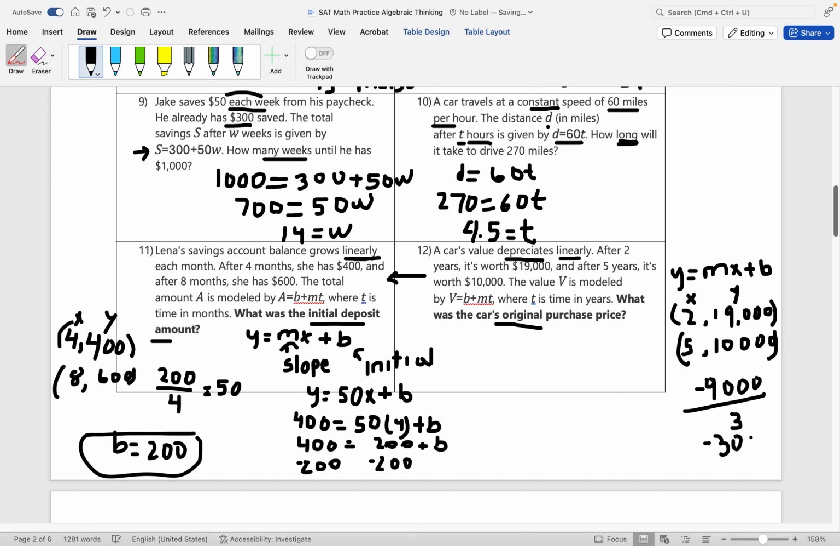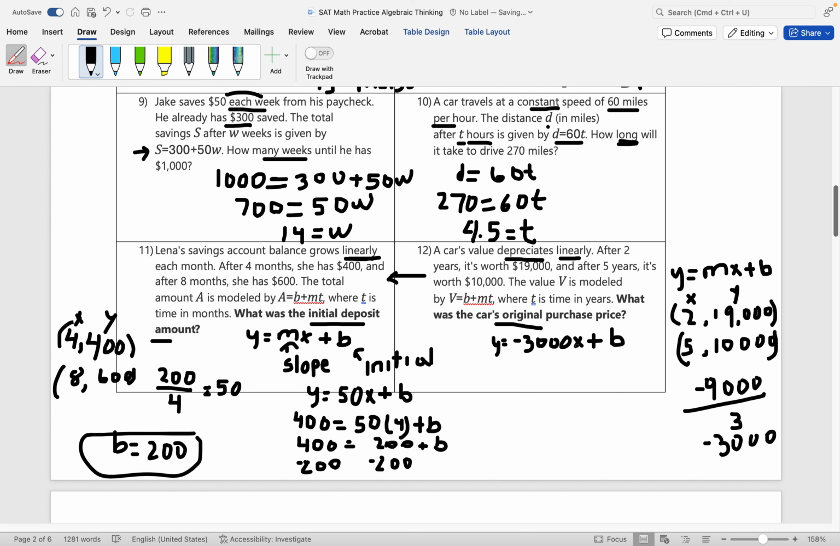Now I'm going to go to my equation and substitute my slope, negative 3,000. So y equals negative 3,000x plus b. They didn't ask me for the slope. They asked me for the initial value, so I need to find b. If this question asked me what is the rate of depreciation, my answer would be 3,000. That means every year the car is losing $3,000 in value.